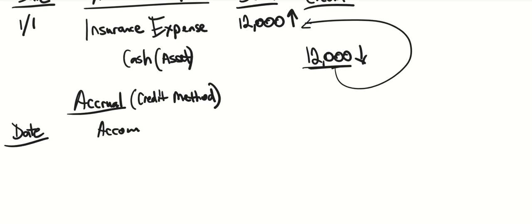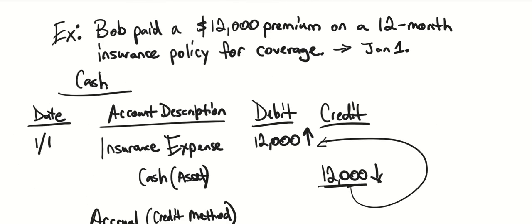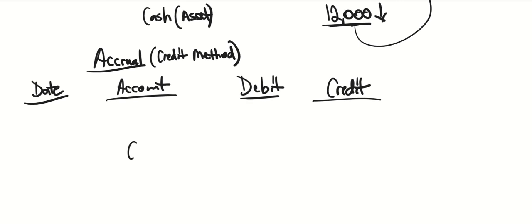Account. I'll just keep it as account and then debit and credit column. Okay. So under the accrual method, we scroll back up here. Just look at the scenario again. Bob paid a $12,000 premium on a 12-month insurance policy for coverage. So cash is going to be credited no matter what.